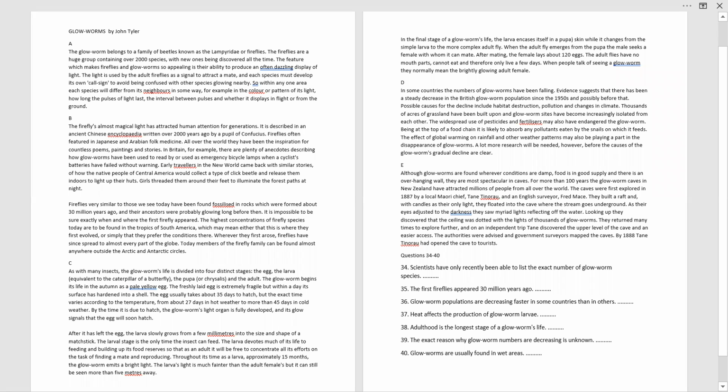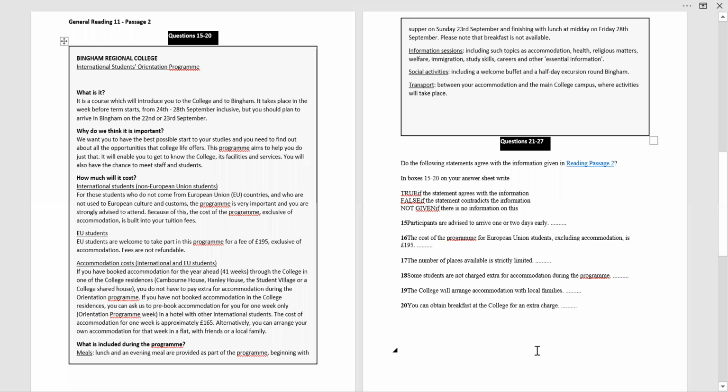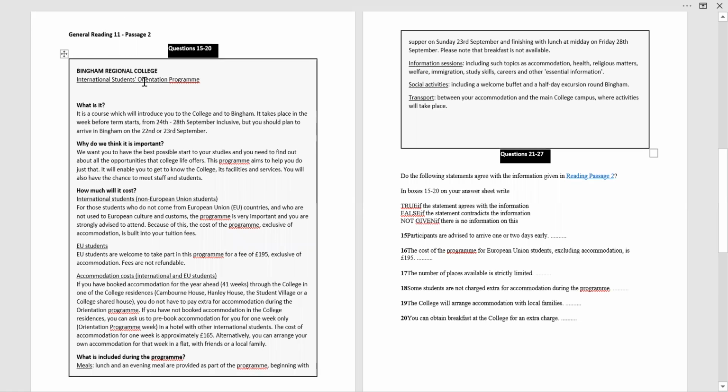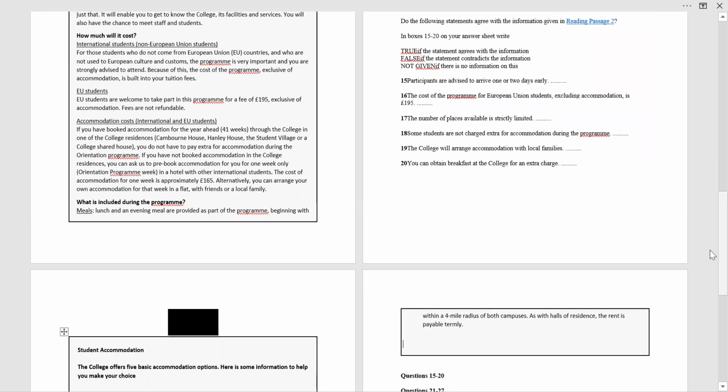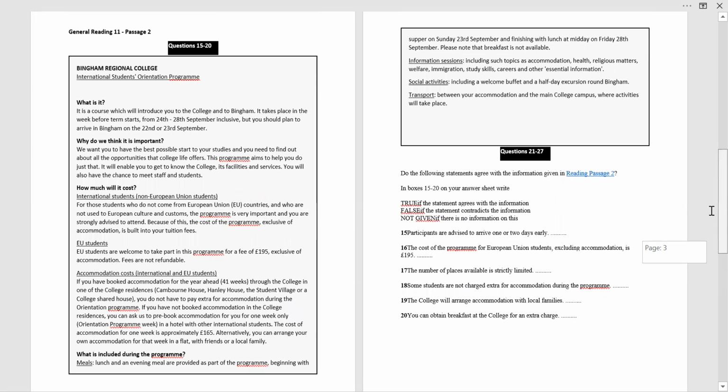Just a sec, I'm done printing it. This is the next passage. We are doing it in reverse order. Bingham Regional College International Students Orientation Program. Here you go with questions 15 to 20, true, false, and not given. Ignore this heading here. Just go through these five questions first, and then we will move to the remaining ones, 21 to 27, true, false, not given. These are again the same.